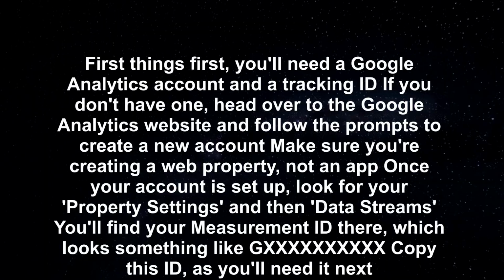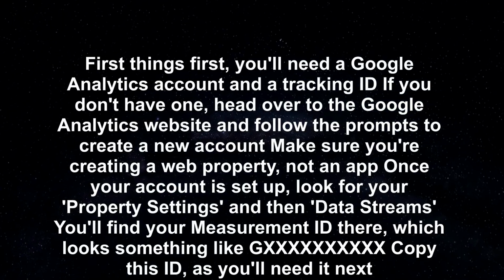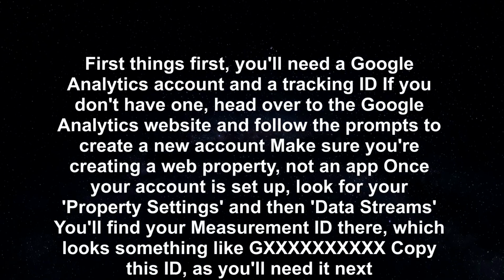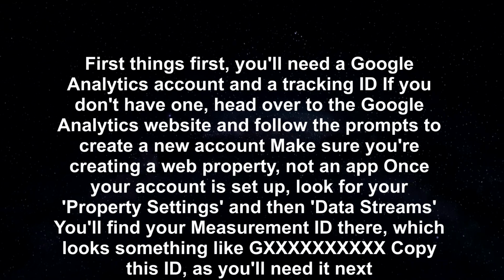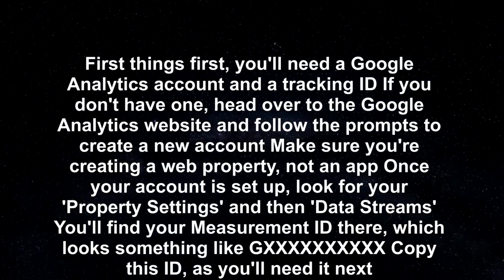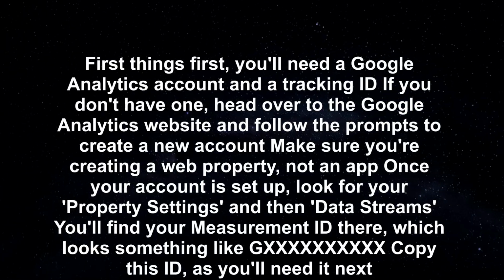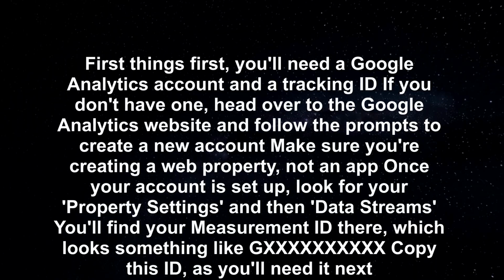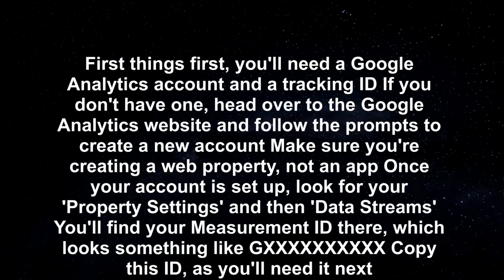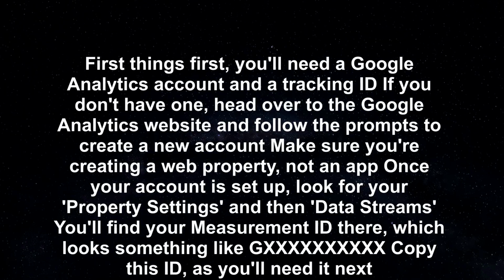First things first, you'll need a Google Analytics account and a tracking ID if you don't have one. Head over to the Google Analytics website and follow the prompts to create a new account. Make sure you're creating a web property, not an app. Once your account is set up, look for your property settings, and then Data Streams. You'll find your measurement ID there, which looks something like GXXXXXXXXXX. Copy this ID, as you'll need it next.